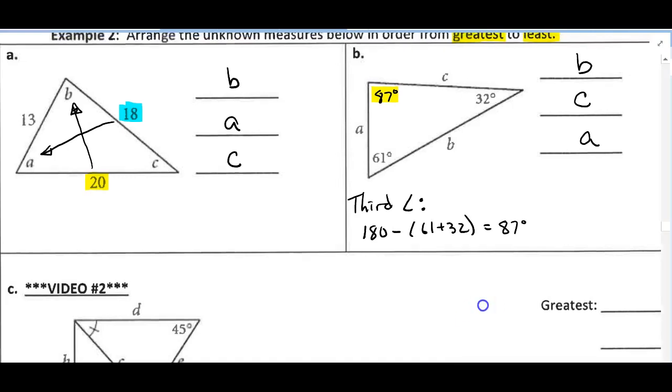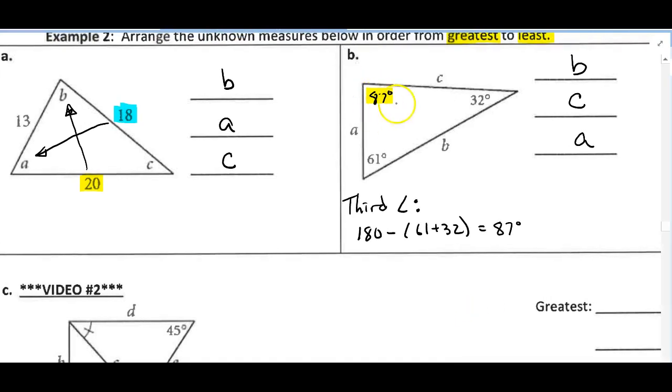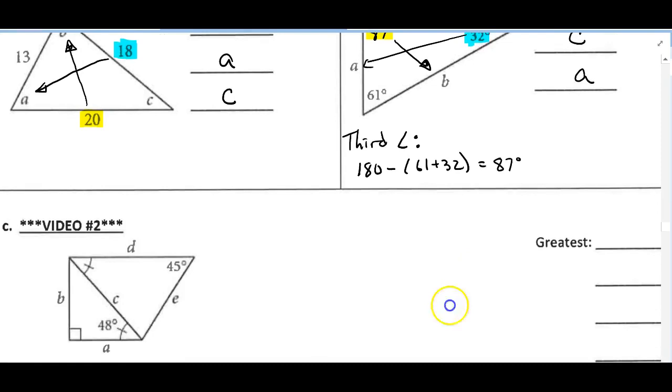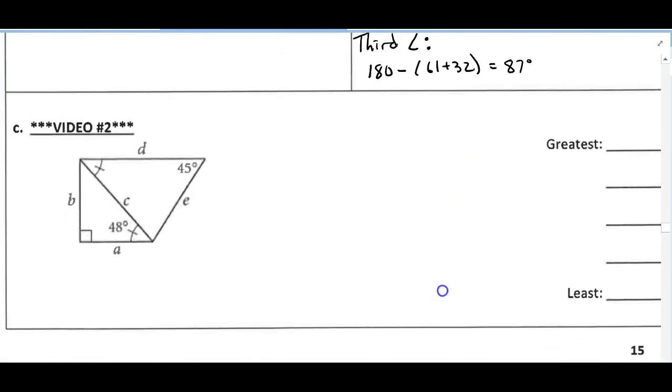Here's the solution for part B. If you notice, we had to find the third angle there, so here's my calculation at the bottom to find the third angle, which was 87 degrees. Now, since 87 was the largest angle, I went opposite, and angle B would be the largest side. And then the smallest angle was 32, so opposite that was the smallest side, and then we had C in the middle. Alright, so let's move on to the last example here.